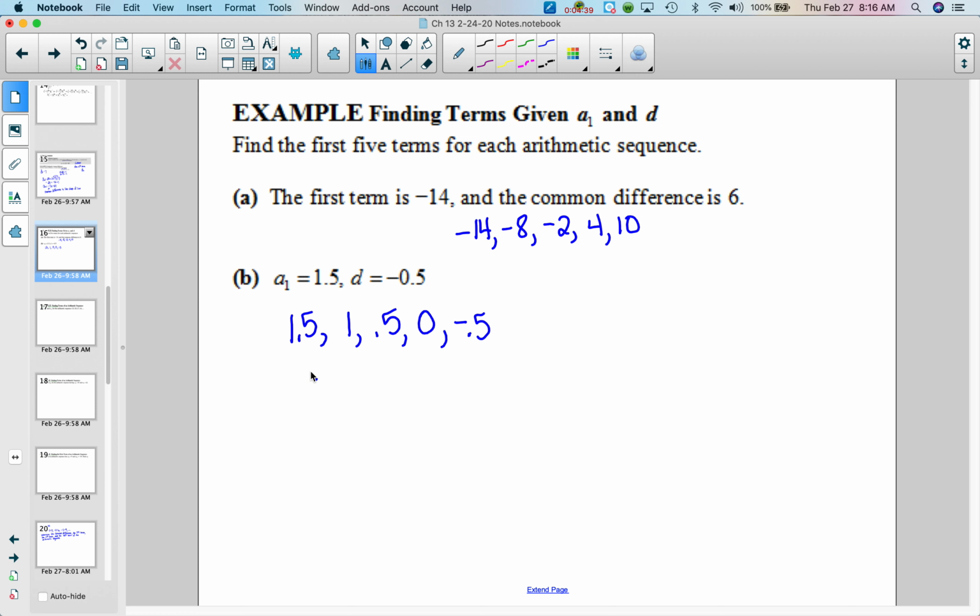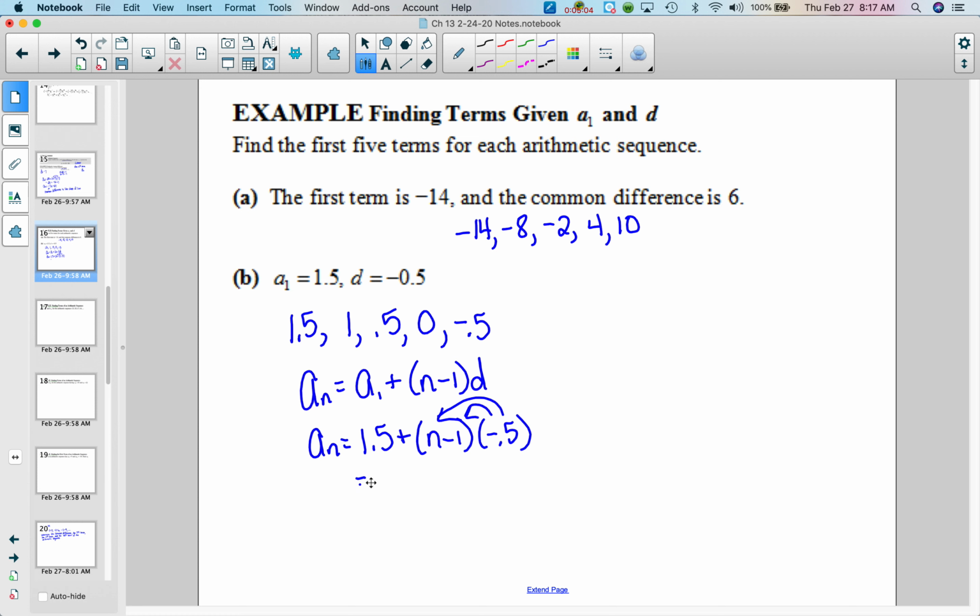So to find a sub n, remember it's a sub 1 plus n minus 1 times the common difference. So we're going to have a sub 1 is 1.5 plus n minus 1 times -0.5. And again, you could leave it like that if you want to, or if you distribute here, we get 1.5.